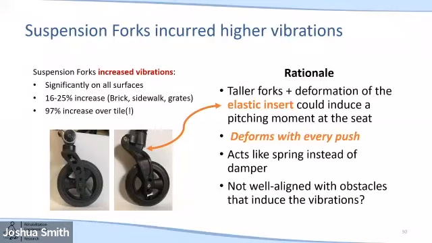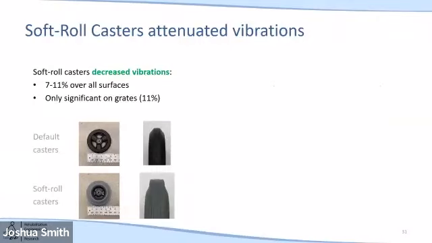It also might not be well aligned with the obstacles because this wedge is sort of directional. When you hit a door threshold or climb over the different bumps in the brick, that vibration might travel up and not travel through the elastomeric wedge the way it was intended.